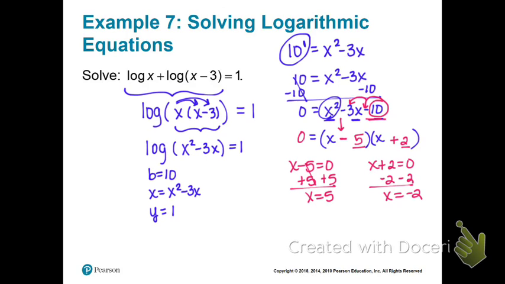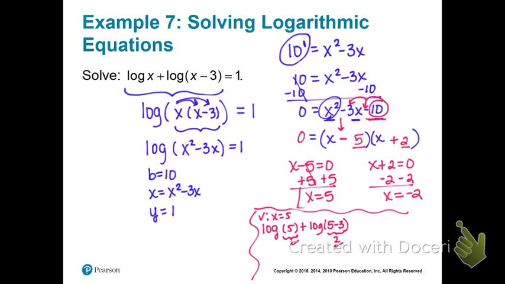But did we have logarithms at the very beginning in our problem? Yes, so we have to check it. So let's check. I'm going to plug in x equals 5. So it was log of x, which we said is 5, plus log of x minus 3, so 5 minus 3. Well, log of 5, is that okay? What's 5 minus 3? 2. So can I take the log of 2? I can. So x equals 5 is one of our solutions.